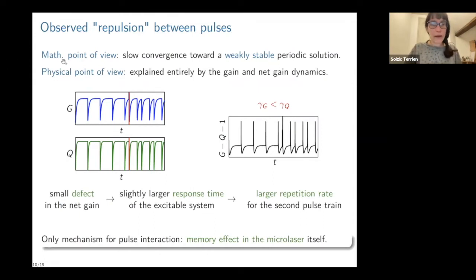physical point of view. From a mathematical point of view, this is just a slow convergence towards a weakly stable periodic solution. But from a physical point of view, we can explain why this slow convergence is related to the excitable nature of the original system. So this slow convergence can be explained entirely by the gain and net gain dynamics. So what we call the gain dynamics is just the temporal evolution of the variable g. And the net gain is g minus q minus 1.